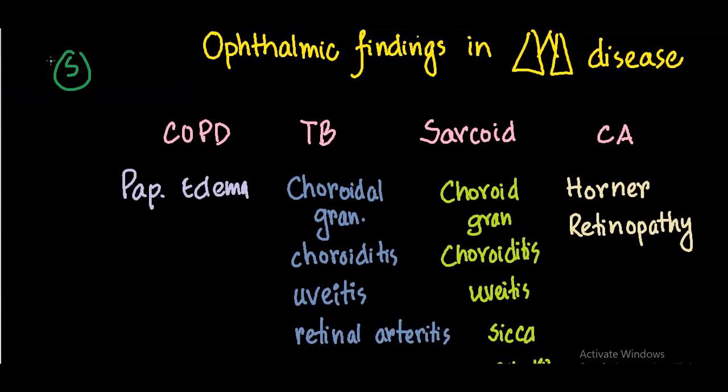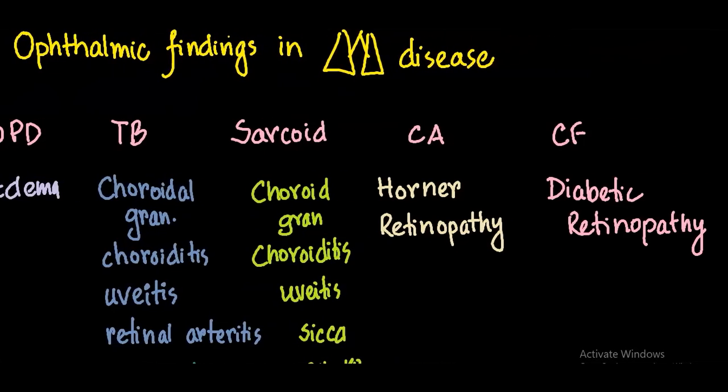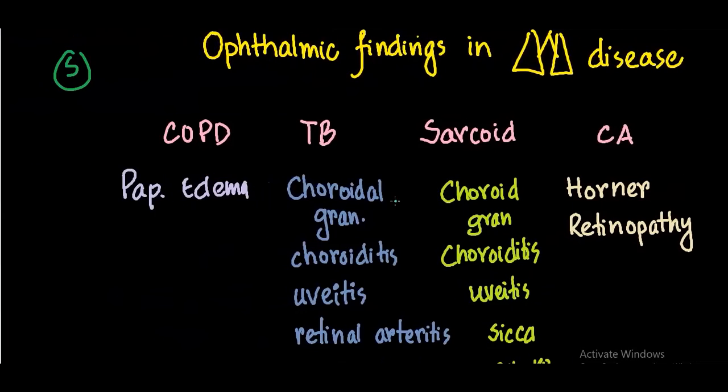Let's talk about ophthalmic findings in respiratory disease. We'll talk about the findings in COPD, tuberculosis, sarcoidosis, cancer, and in cystic fibrosis. Starting with COPD, COPD causes a type 2 respiratory failure, leading to carbon dioxide retention, which causes papilloedema.